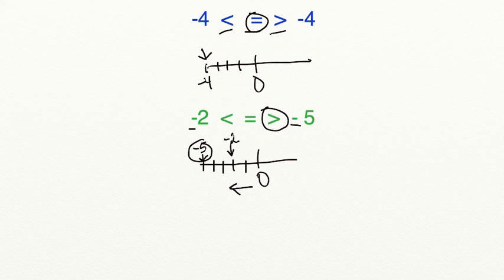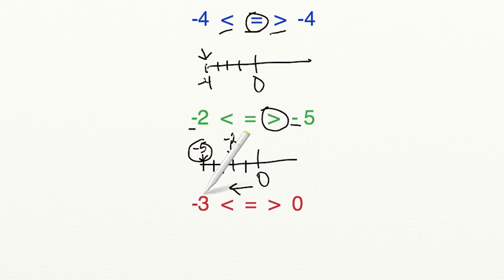Let's try one last practice problem together. Is -3 less than, equal to, or greater than 0? I think we can do this one without drawing a number line, because we know that any number less than 0 is a negative number and will be smaller.